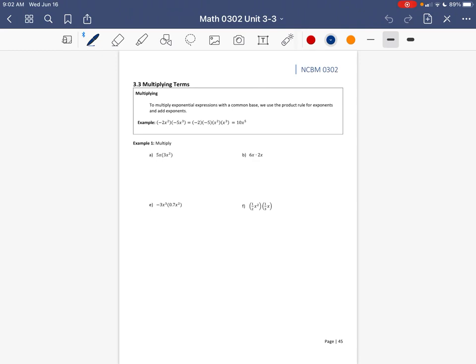So in this section, what we want to do is multiply terms. In the previous section, Unit 3, Section 2, we combined terms, but the terms were alike. What we're going to do here is multiply terms, and what you'll notice is that the terms are not like terms. They're different terms, and we'll still have a way to multiply them by adding the exponents, and perhaps we'll have some examples where the terms are alike.